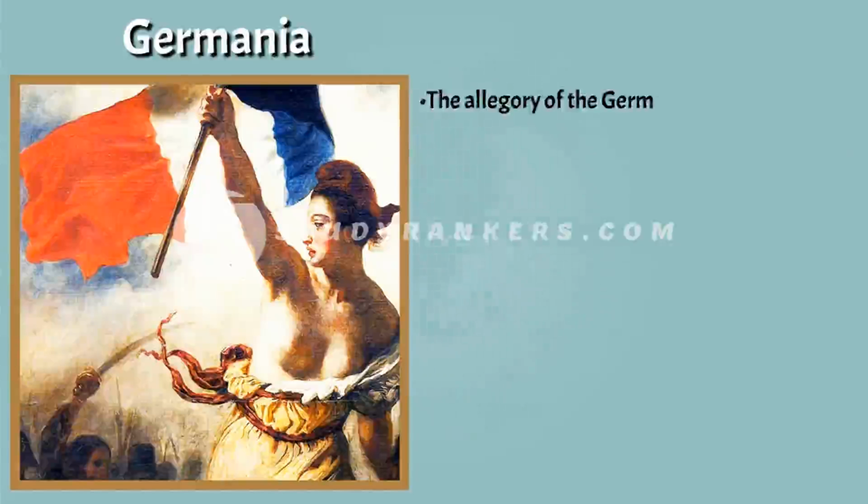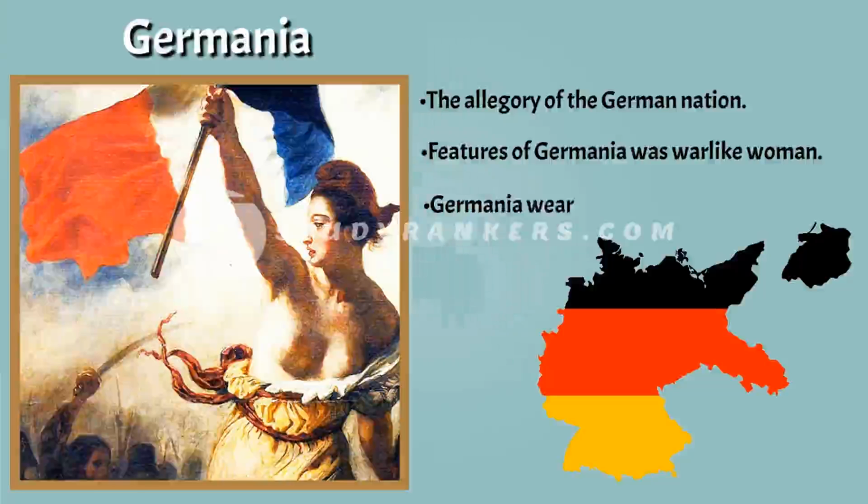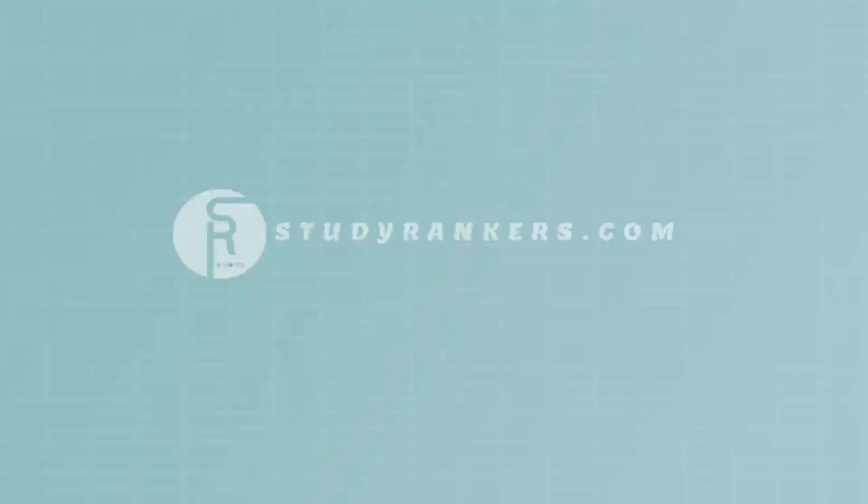Germania became the allegory of the German nation. The feature of Germania was a warlike woman. Germania wears a crown of oak leaves, and a German oak stands for heroism. So, we have understood the reason behind the personification and read about two female allegories.